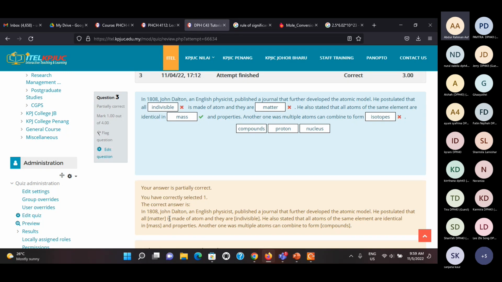And their physical properties and also chemical properties are the same. Okay, that is what it means. He stated all atoms of the same element are identical in mass and properties. Okay, atoms of the same element have the same mass and properties. Another one was multiple atoms can combine to form compounds.